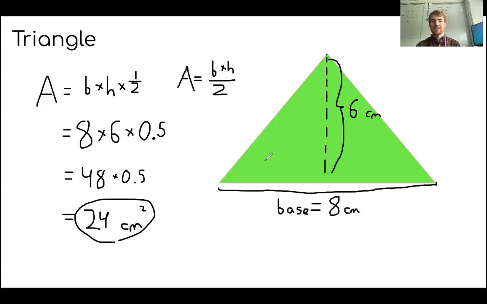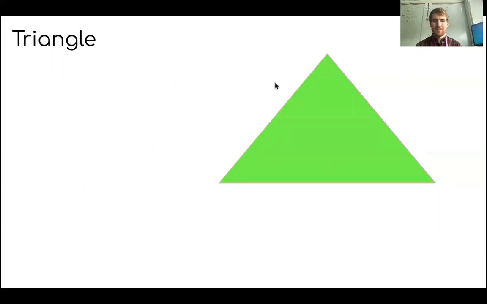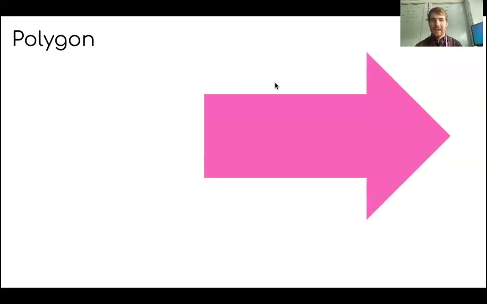How much space does the object take up? That is the area of the triangle. Hope it's helpful. We're now going to look at one more example of a different kind of polygon that we don't have a formula for. You've seen this before, an arrow.